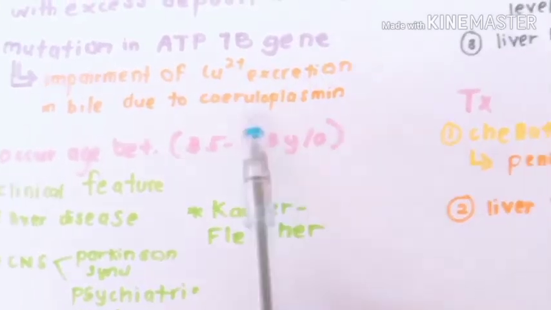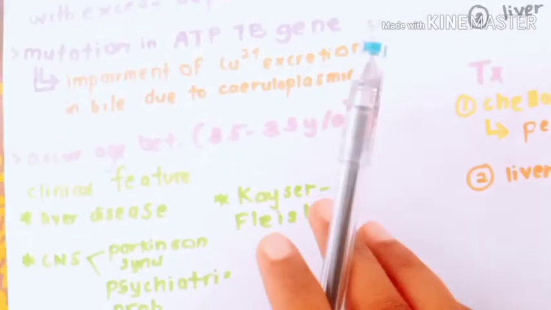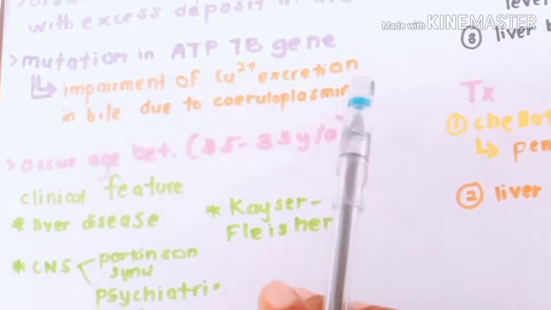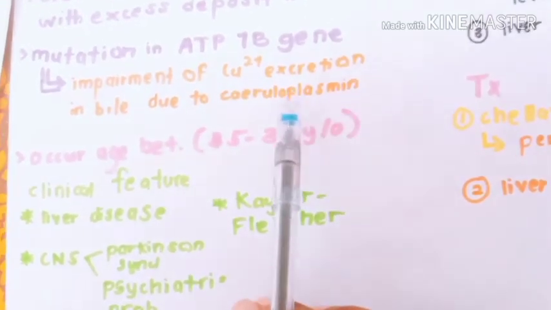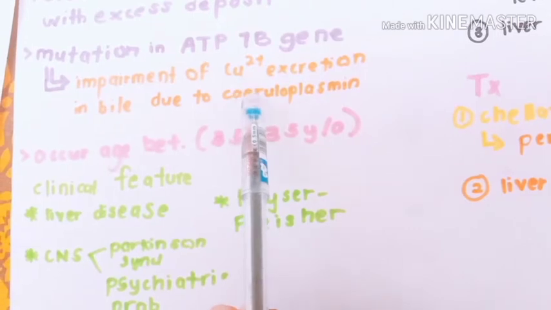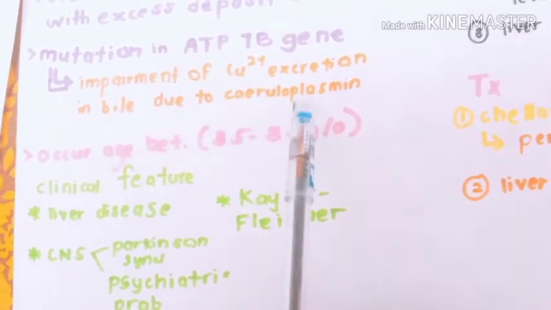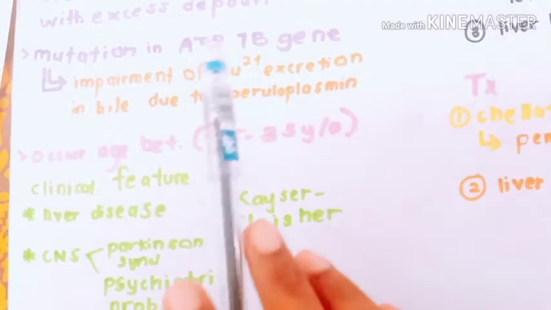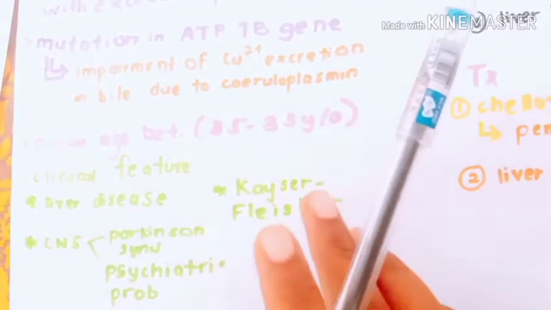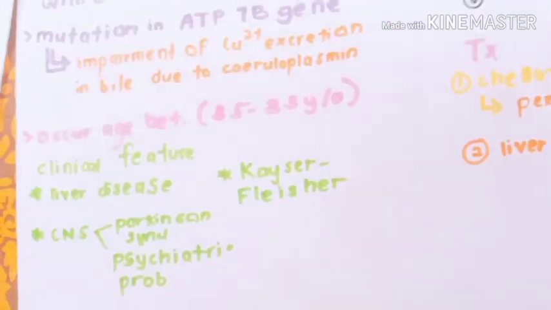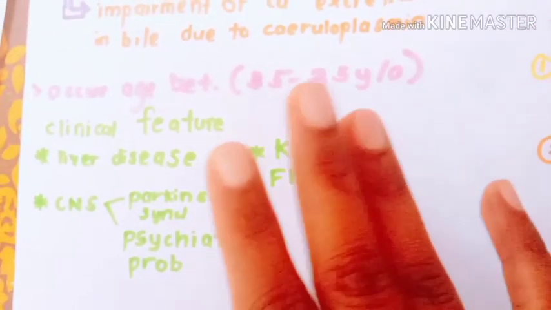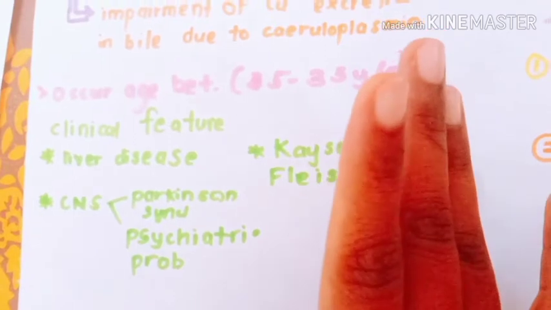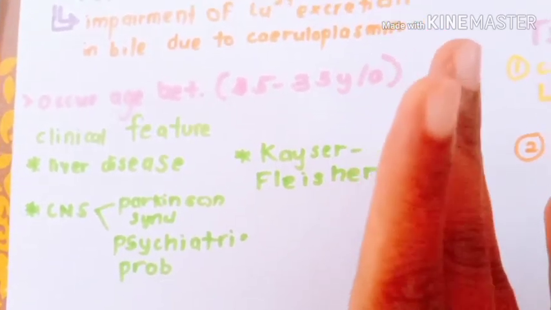Okay, what is ceruloplasmin? Ceruloplasmin is a copper-containing enzyme that plays a role in the body's iron metabolism. So when we have a decrease of ceruloplasmin in our liver, it's hard for the liver to excrete copper. Wilson disease most commonly occurs between ages 5 and 35. It can also occur after 35 years, but there is less chance.